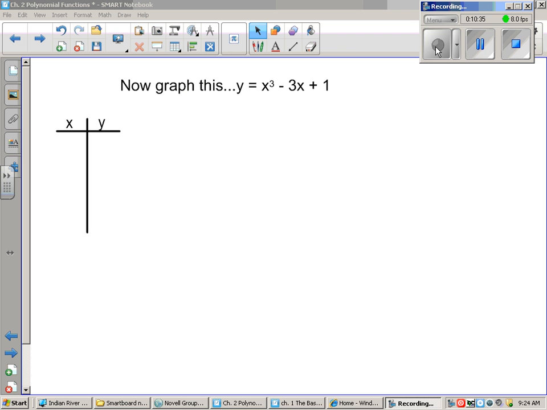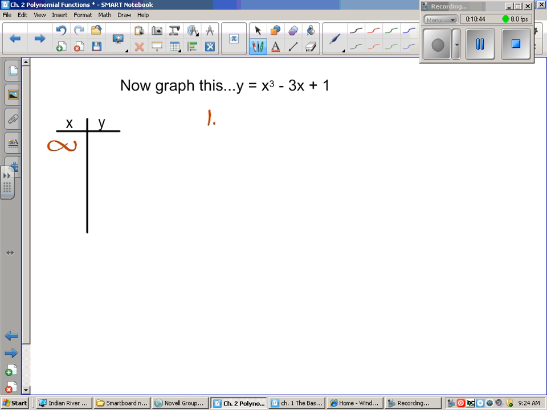Now, how does that look as we're graphing something? When you're graphing something, it just adds another dimension to it. The first step doesn't change. We always start with plus or minus infinity. And so that is our first step. So I'm going to put plus or minus infinity in there. So infinity cubed is infinity, and negative infinity cubed is negative infinity.